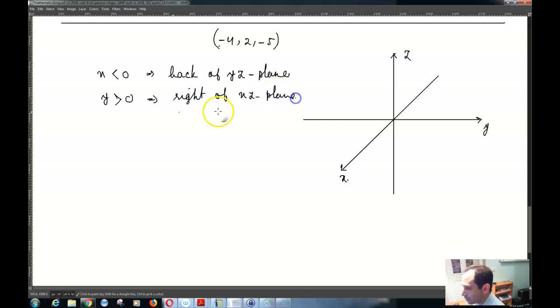XZ plane, and your z is negative, that means that you're to the bottom of the XY plane. And what that means is that you're to the back of the YZ plane, and right of the XZ plane, and then bottom of the XY plane, so you will end up back there, bottom.